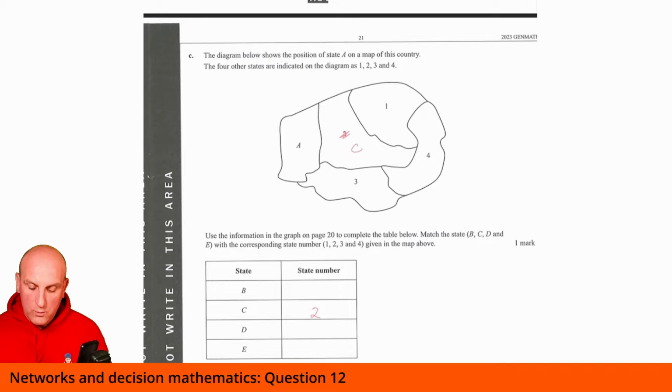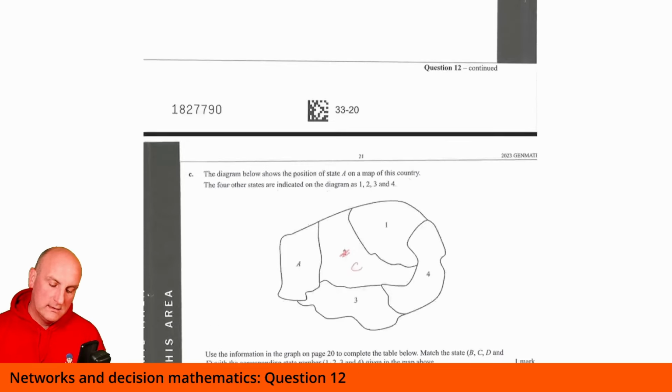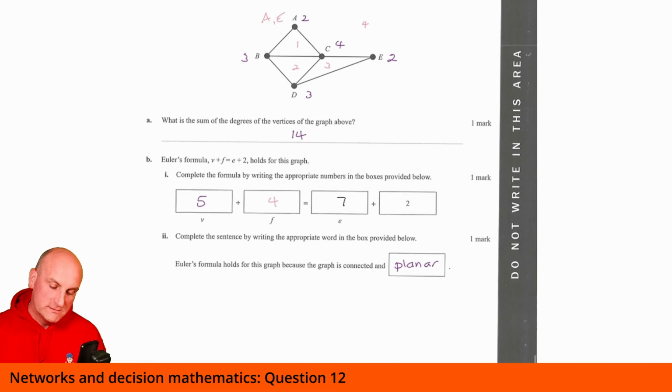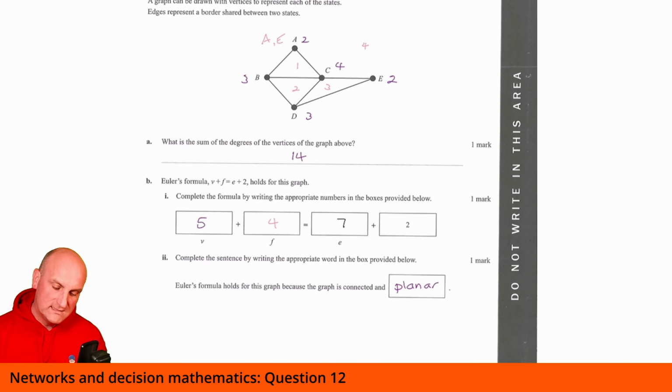All right. So 1, 2, 3, 4. Number 1, A and C. So A and C are joined together. This is a good question. I'm just going to rub all of this out and see where we go.